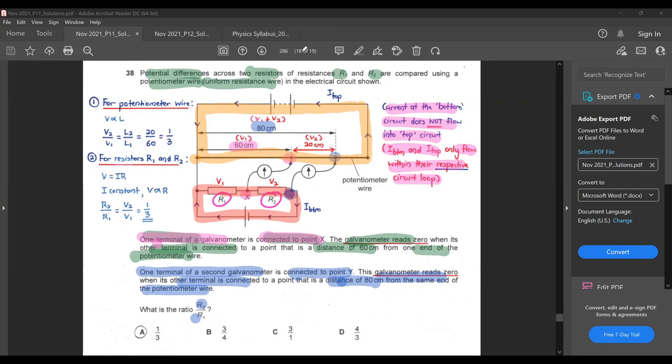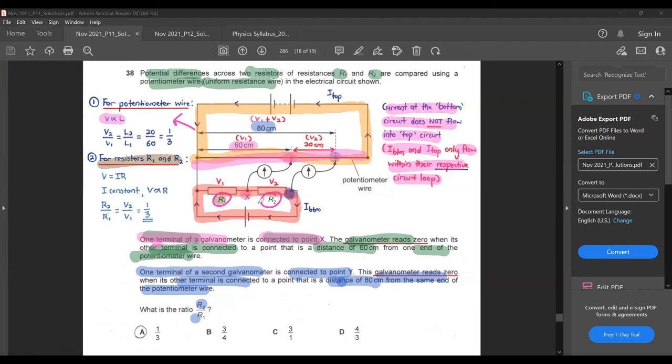Now, specifically for the potentiometer wire, which is this thing here, one of the relations you know is that the voltage across the length of the wire is proportional to the length. You are given two different lengths, one is 80 centimeter, one is 60 centimeter. But you need to be careful a bit about the voltage. I think it's better if I move on to resistance R1 and R2 first.